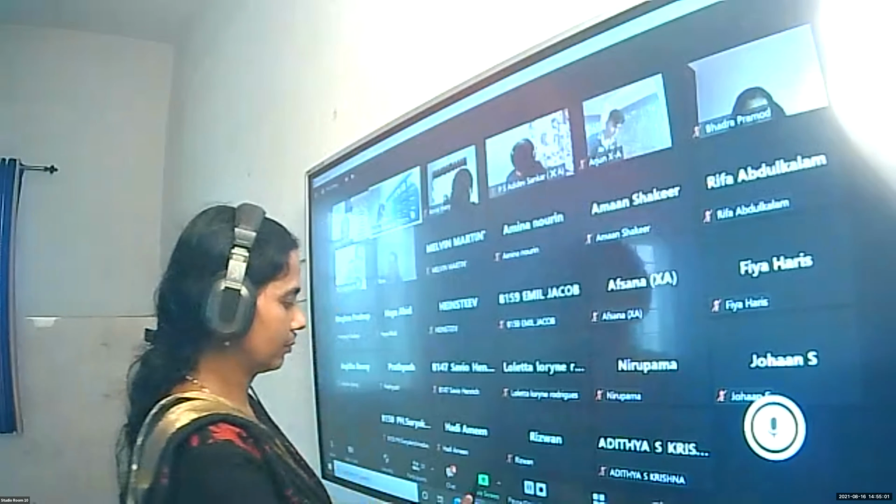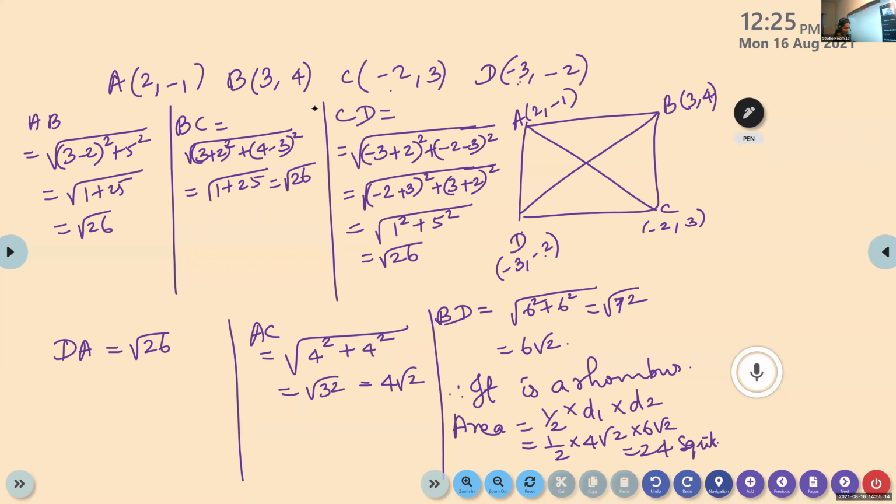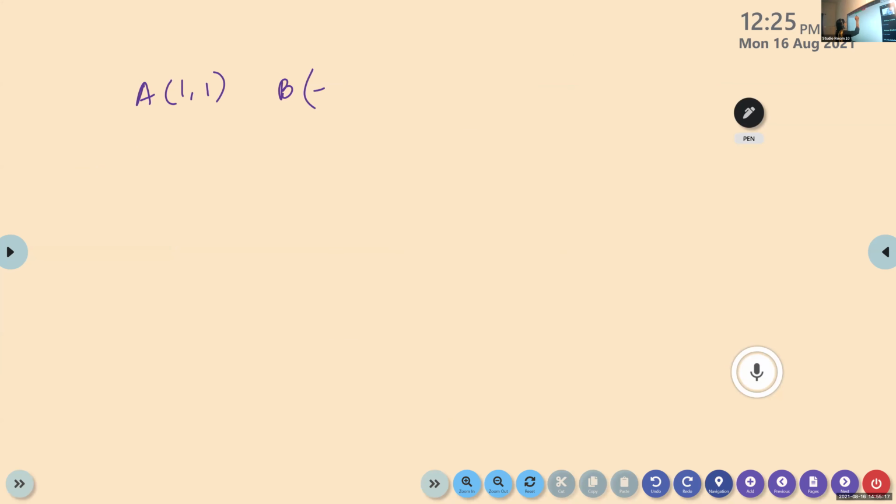Prove that the points A(1, 1), B(minus 2, 7), and C(3, minus 3) are collinear. Prove that these points are collinear. What is meant by collinear? They lie on the same line.